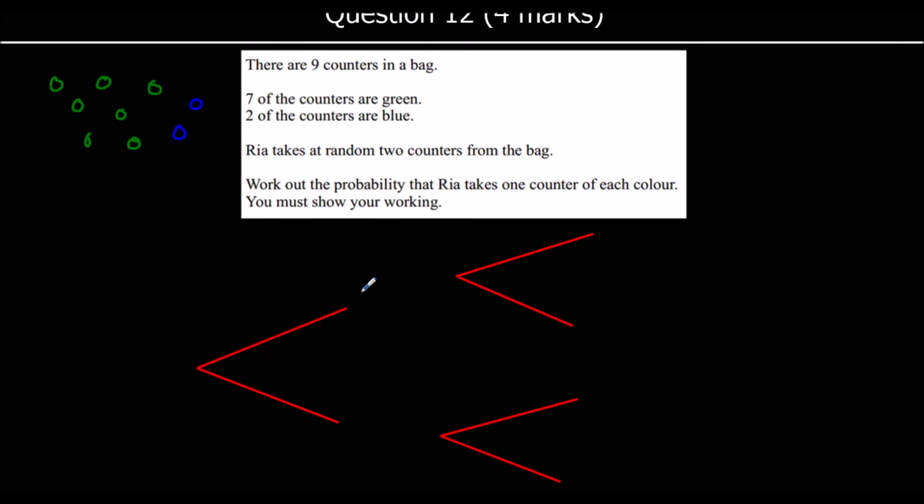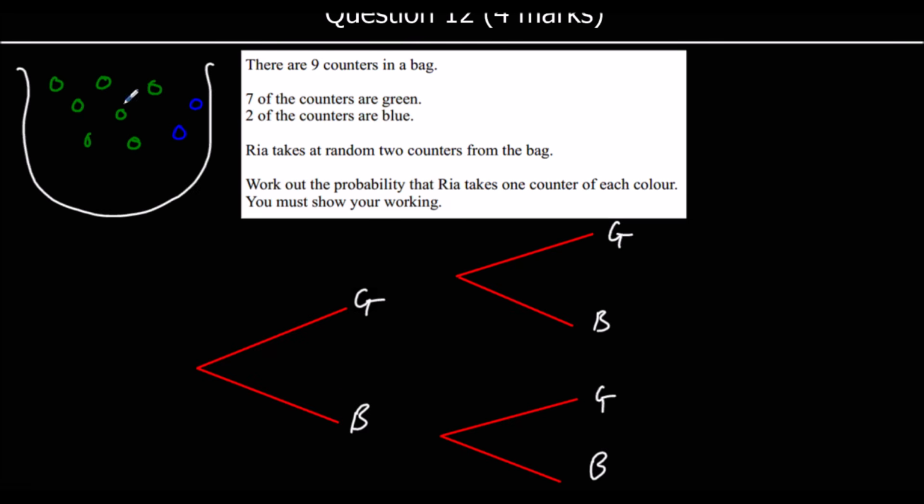So for the first pick, we can get green or blue. And for the second pick, again, green or blue. The probability of getting a green for the first pick is 7 out of 9. There are 7 green out of 9 in total. If we pick a green for our first pick, there's 1 less green. So what's the probability of getting a green now? It's 6 out of 8.